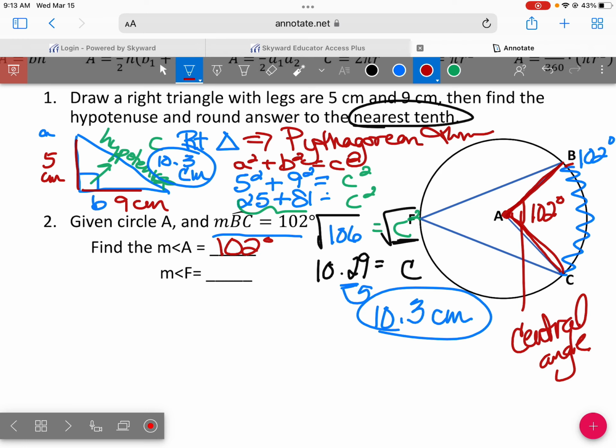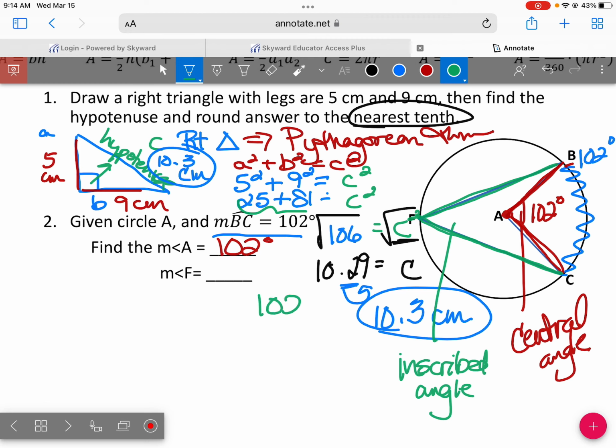Then they want to know what is the measure of angle F. Now, angle F, is that a central angle? It is 51 degrees. This is an inscribed angle, which you were talking about, Angie. We get it by taking 102 and dividing it by 2, which does give me the 51 degrees.